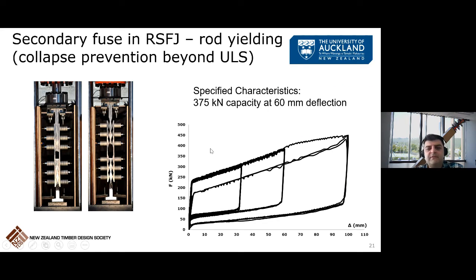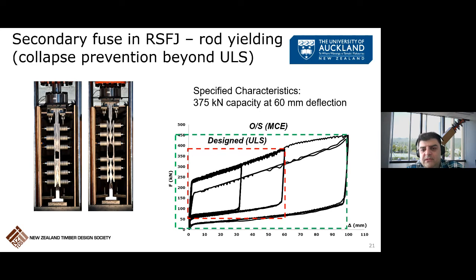This is another one which is very recent. For this device, the specified characteristic was 375 kilonewton at 60 millimeters. So this was the design, or ULS specification, for this device. And this is the overstrain mechanism. As you can see, the device was designed for 60 millimeters, but it could go up to 100 millimeters with this increase in the force from about 375 to about 450.